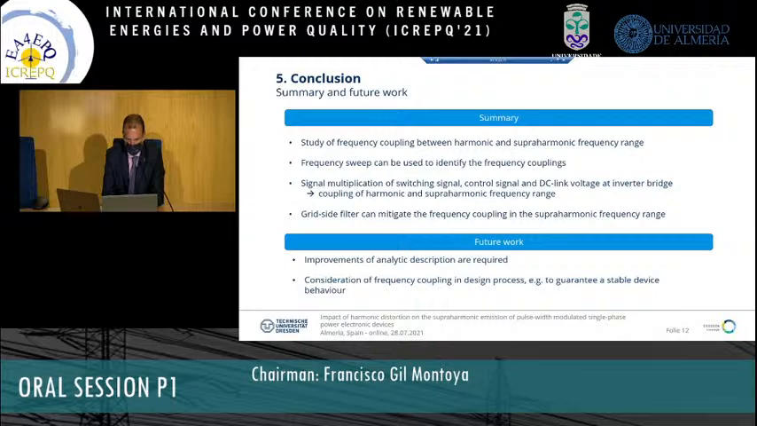However, fortunately in practice so far, the grid side filter can mitigate the frequency coupling in the superharmonic frequency range if designed properly. So when it comes to future work, we need to reconsider and improve our analytic description. And of course, we should consider this frequency coupling in the design process, especially when we study superharmonics in future more accurately, to guarantee stable device behavior and other effects in the low voltage networks.